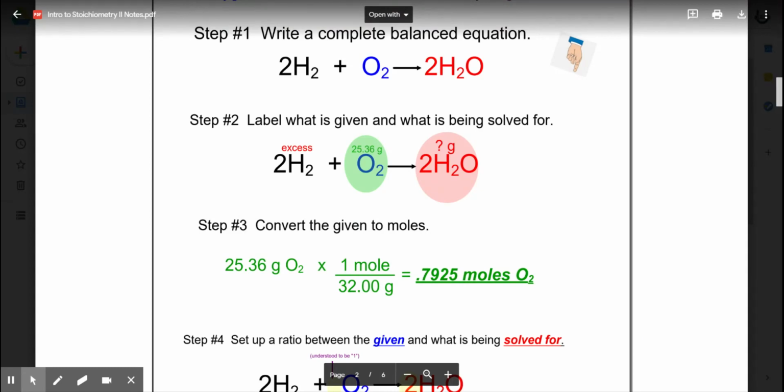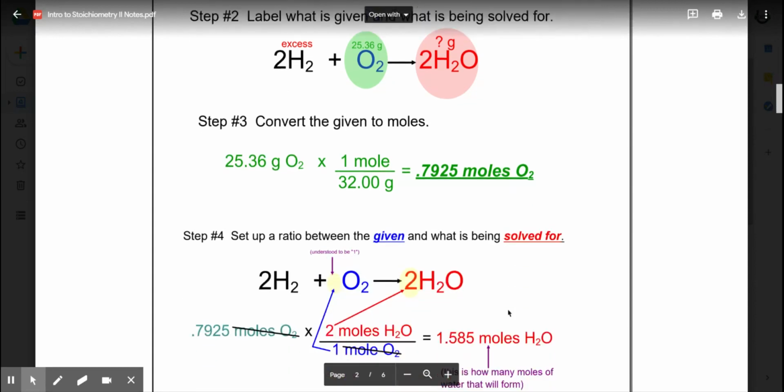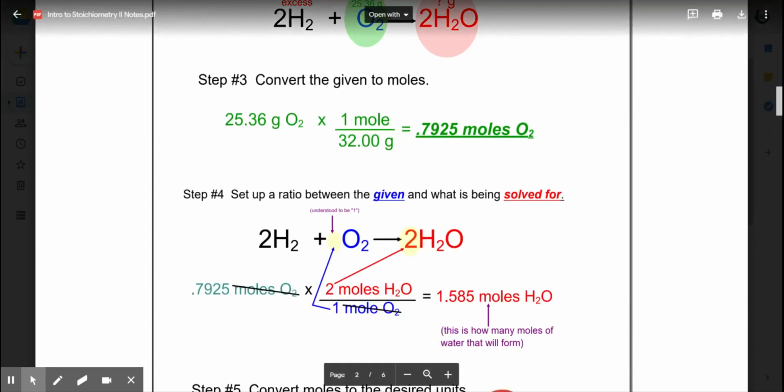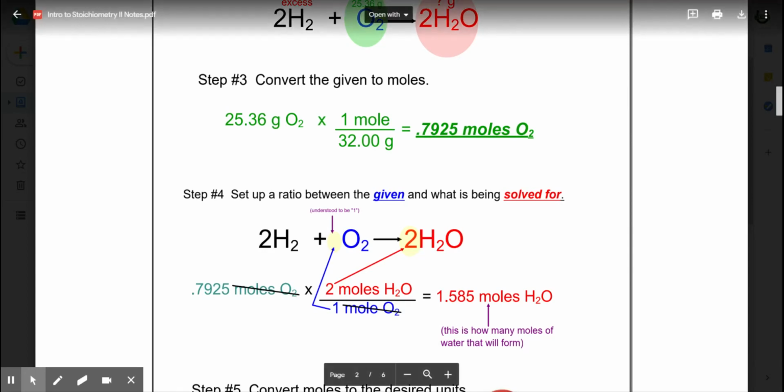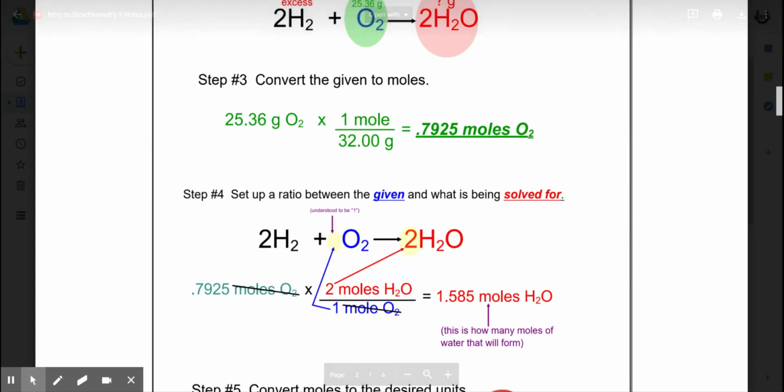We are given the oxygen and we're solving for water. So using our chemical equation, and just like you did last week, we know that for every 0.7925 moles of oxygen that we solve for here, the ratio is 1 to 2. So for every 1 mole of oxygen, I can expect to produce 2 moles of water. And a quick review, remember, if there's no coefficient in front of something, that's understood to be a 1. Just like in math class, if you just have x written down, it simply means 1x.